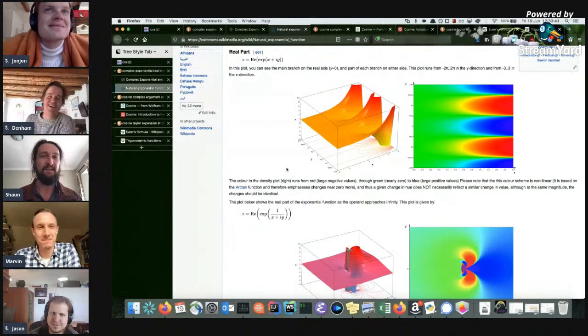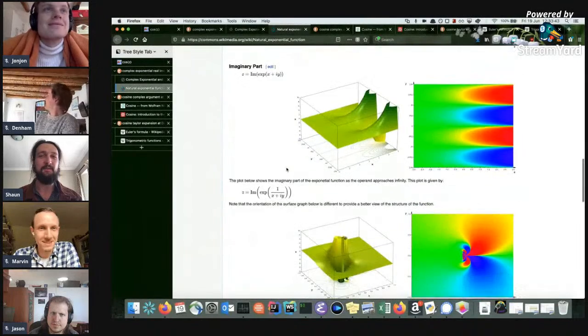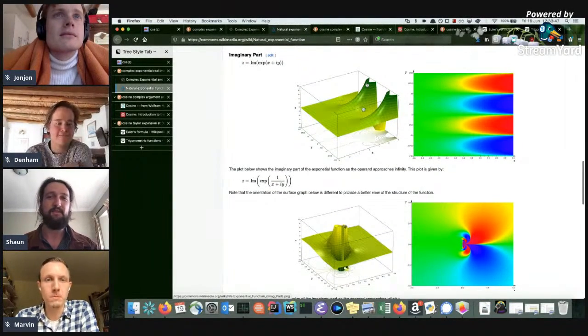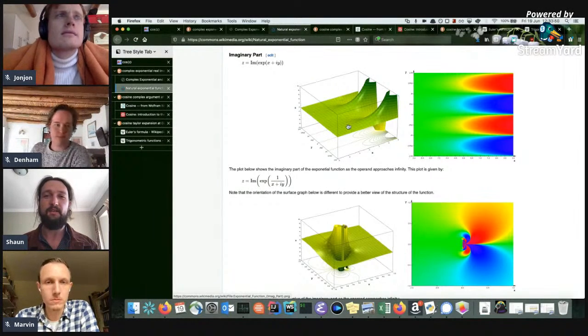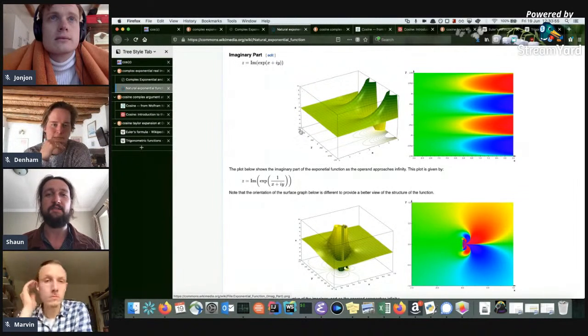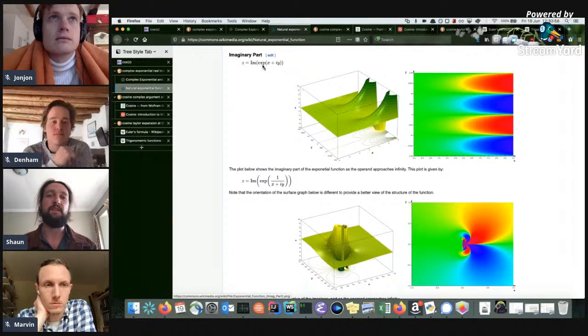Okay, cool. Anyway, then we can do the same thing with the imaginary part, which looks very similar, actually. Yeah, so in this case, we have the plane is the domain, exactly the same as the last bit, but our z-axis is now the imaginary part of the exponential function.